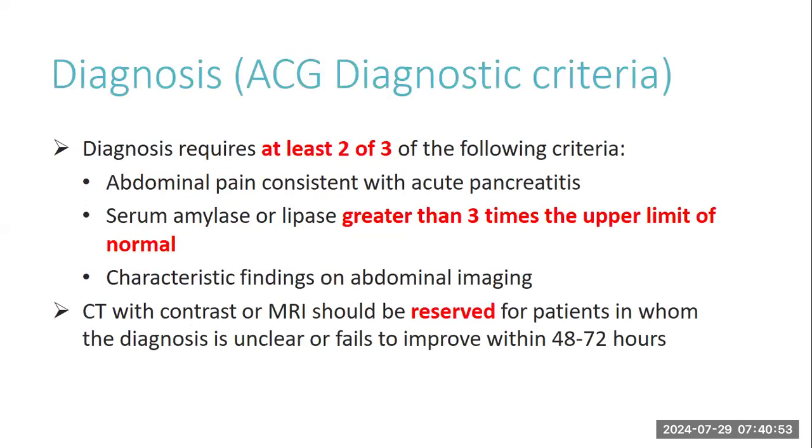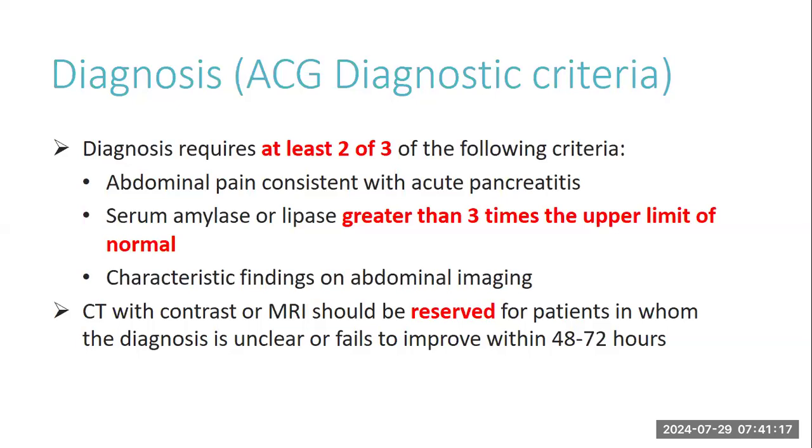Genetic study, if we are thinking of an inherited disease condition. Now, the American College of Gastroenterology diagnostic criteria, this is quite important. And we need two out of three of these criteria to make a diagnosis. Abdominal pain that is consistent with acute pancreatitis, elevated serum amylase and lipase, and this should be greater than 3 times the upper limit of normal.